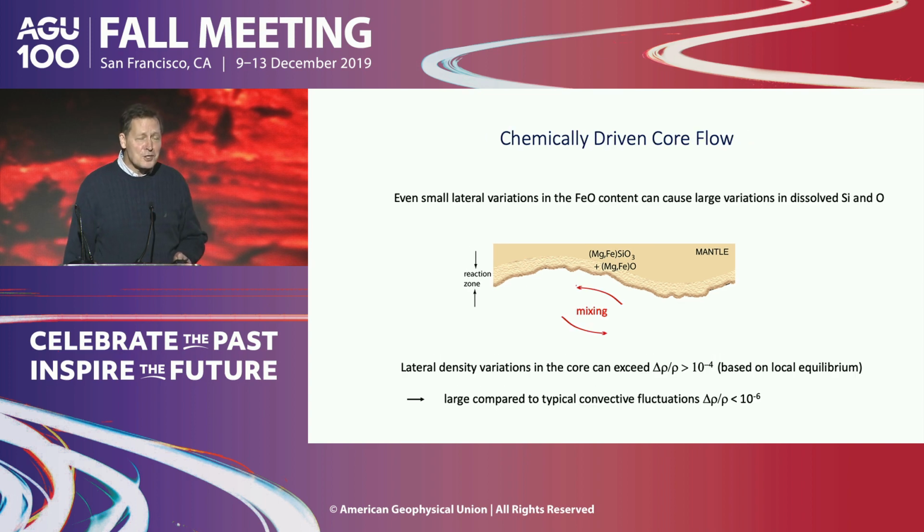There are also interesting consequences for the dynamics of the core. We only need relatively small variations in the FeO content at the base of the mantle to produce fairly substantial density perturbations inside the core. Expectations based on local equilibrium calculations suggest that the density anomaly of the fluid in the core might be on the order of a part in 10 to the 4, whereas convective anomalies driving the flow in a normal dynamo situation might be 10 to the minus 6, 10 to the minus 7. So these are very, very large flows, and in fact, they may even be more important than the flows we get with lateral variations in heat flow.